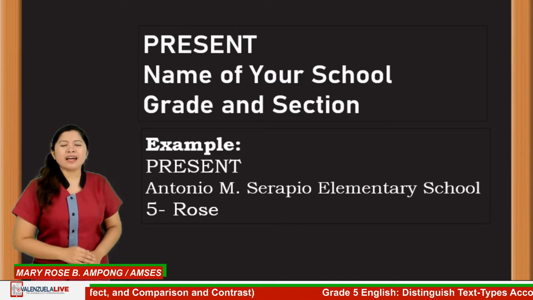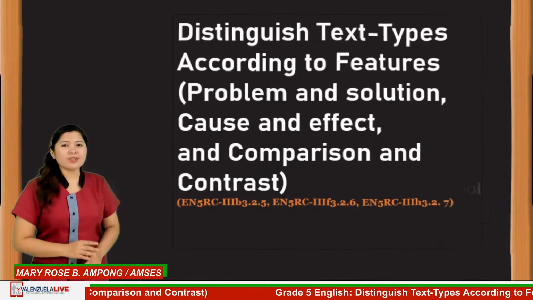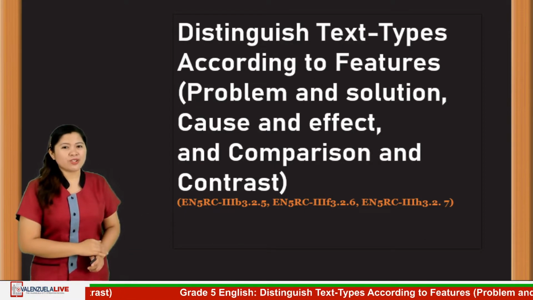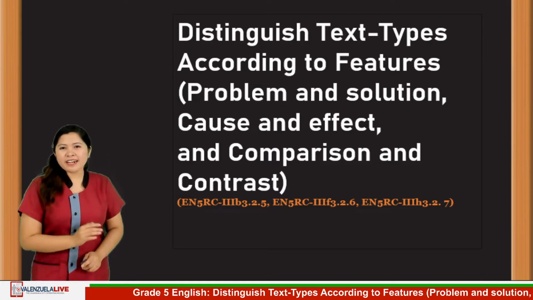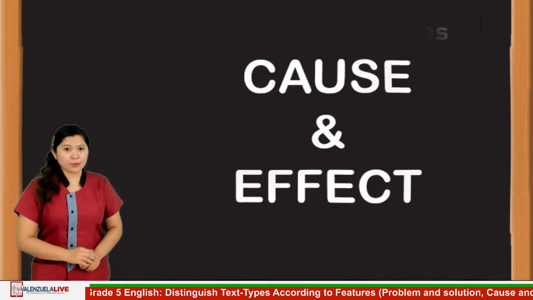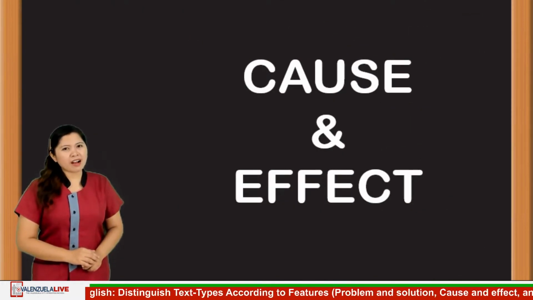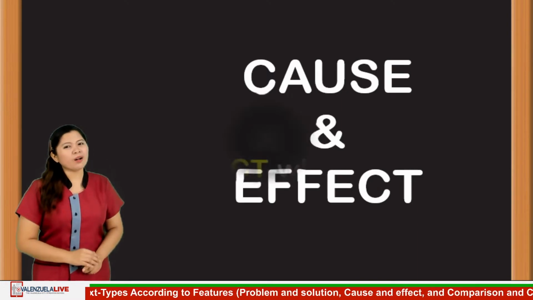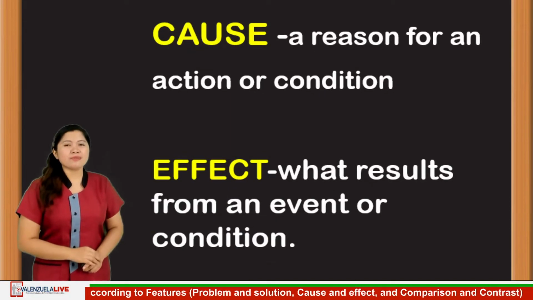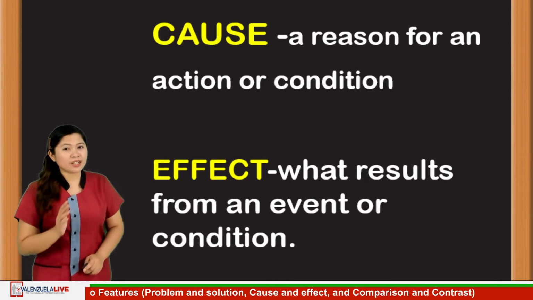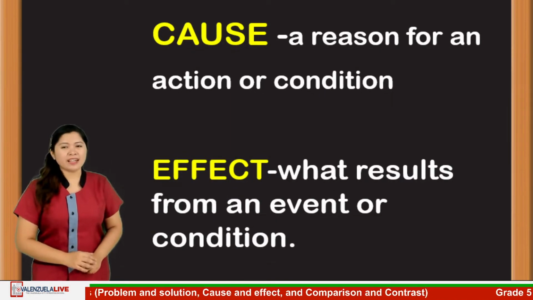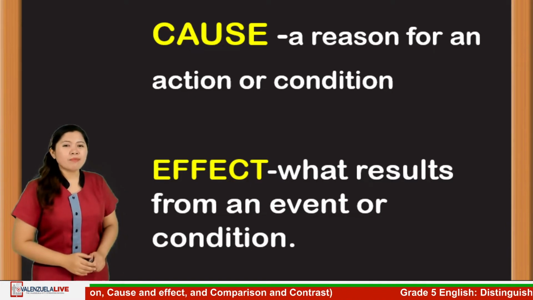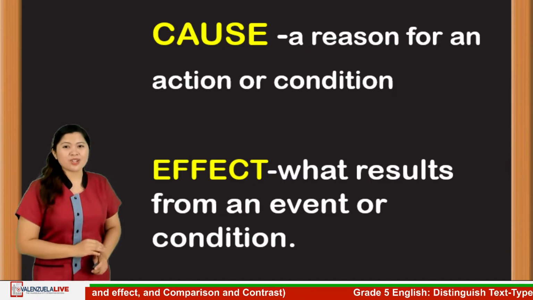Today, we are going to talk about distinguishing text types according to features. Before that, let us have a short review. Can you still remember our lesson about cause and effect? Let us recall. Cause is the reason for an action or condition. On the other hand, effect is what results from an event or condition.